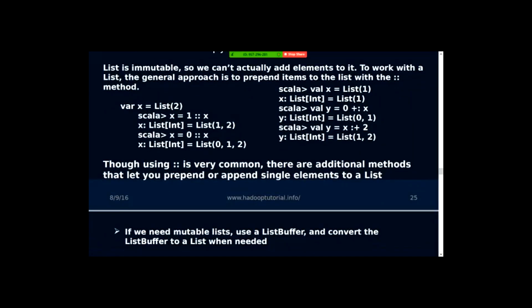So if you want to append any element, let's say you have a var x equal to list of 2, and if you want to add 1 in the beginning, then that will become list of 1, 2. And if you want to add an element, you use this double colon. And this adding can be done only if this is a var. If it is val, you can't add it because this is an immutable list.